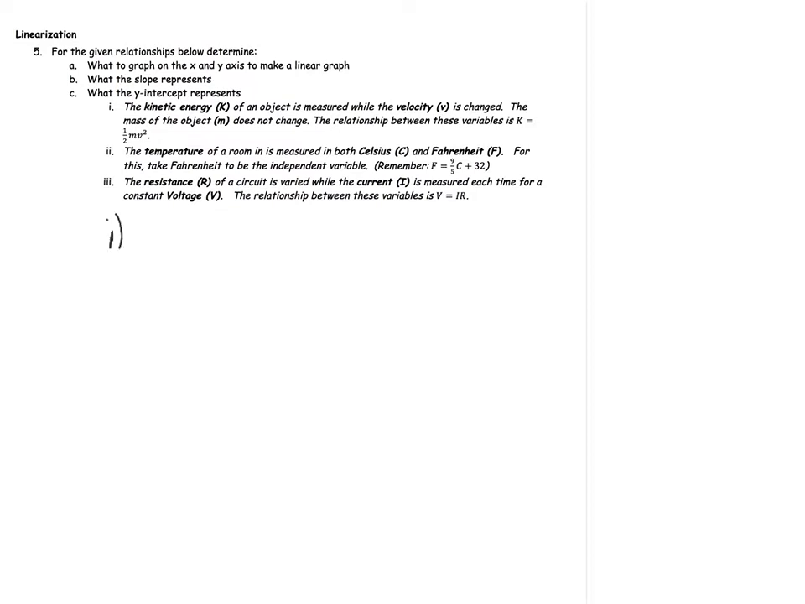So starting with question 1 here, we have the kinetic energy of an object is measured while the velocity is changed, and the mass doesn't change. So we haven't talked about kinetic energy yet, but we're given that relationship, K equals 1/2 mv squared. All right, so we're still able to do this problem. First, I'm going to think about what my independent variable is, and in this case, my independent variable is going to be that velocity. That's what I'm physically changing, and my dependent variable is going to be the kinetic energy.